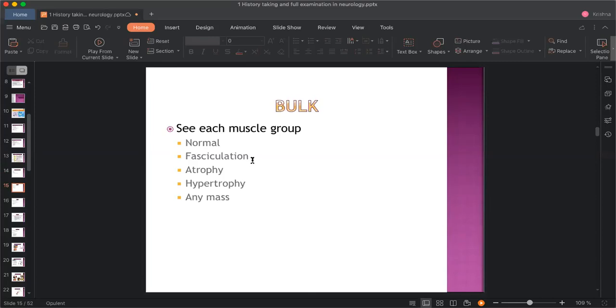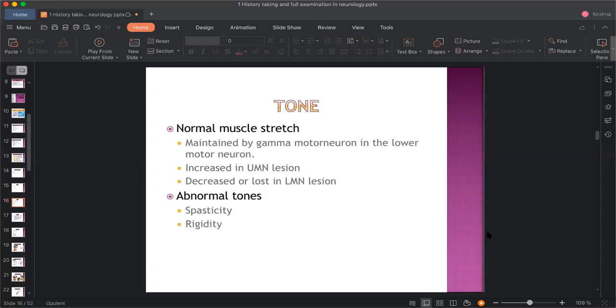Fasciculation is twitching of individual muscle fiber. Twitching of individual muscle fiber is called fasciculation. It is a feature of lower motor neuron type of lesion. Now, what about the tone now?